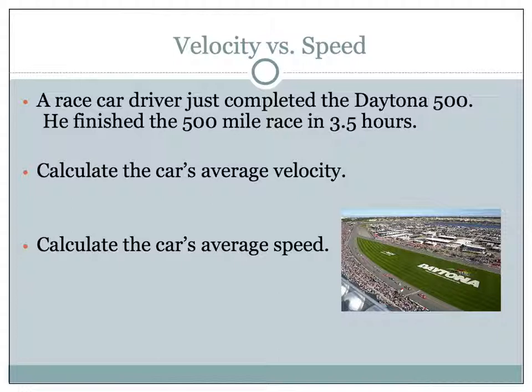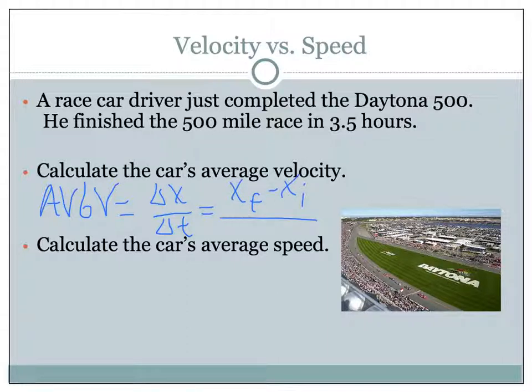All right, car's average velocity. Well, average velocity is delta x over delta t. And delta x is xf minus xi. And delta t is tf minus ti.